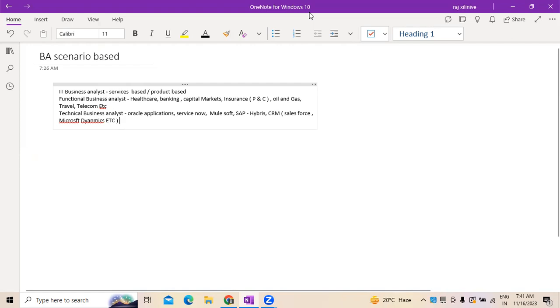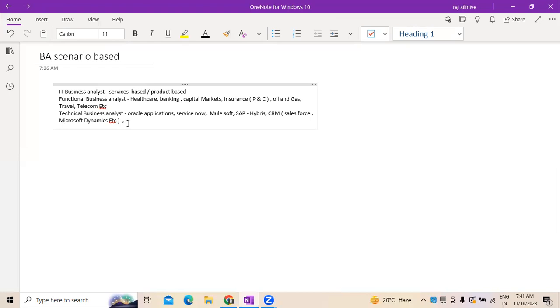So Microsoft Dynamics, etc. Right? So technical business analyst roles, like a person should have knowledge of Oracle applications, or it can be ServiceNow, or it can be MuleSoft, or it can be SAP hybrids, it can be a Salesforce application or a Microsoft Dynamics application. So this is where generally technical business analyst roles come into the picture.